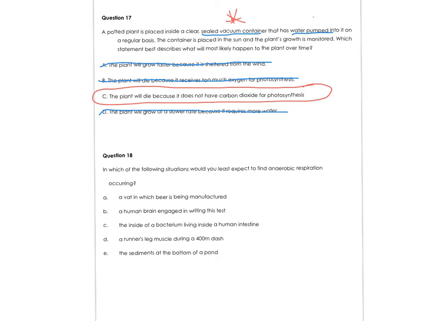In which of the following situations would you least expect to find anaerobic respiration occurring? This is a new question, but it's basically asking the same content. It's asking about anaerobic respiration. Anaerobic, so here's that word and the prefix "an", which means what? Not. Aerobic means the use of oxygen, so anaerobic means not using oxygen.